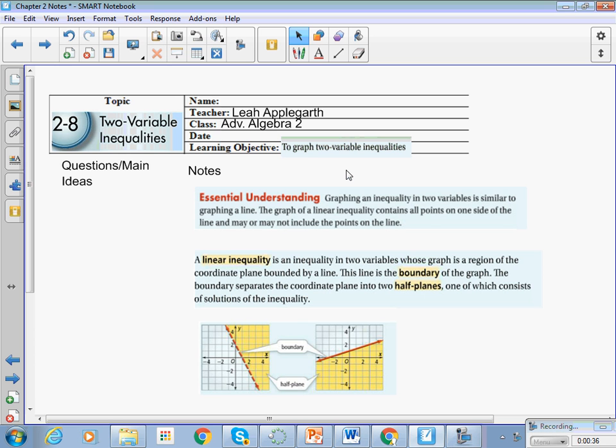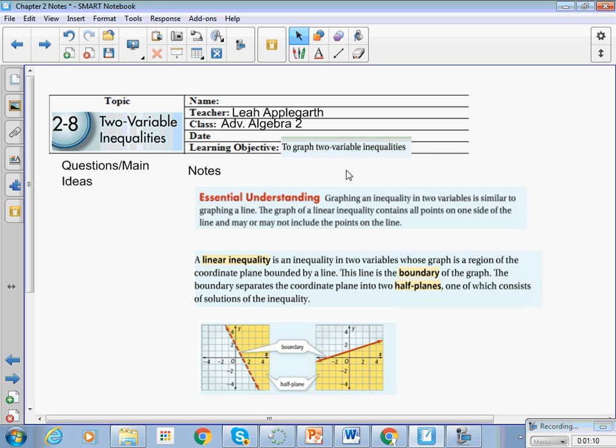So graphing an inequality in two variables is similar to graphing a line. The graph of a linear inequality contains all the points on one side of the line and may or may not include the points on the line. So we're going to graph lines and everything either on the line and above or on the line and below, or just above or just below the line is going to be our solution. So we're opening up the possibilities of solutions.